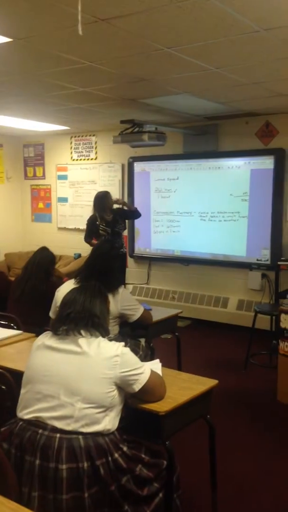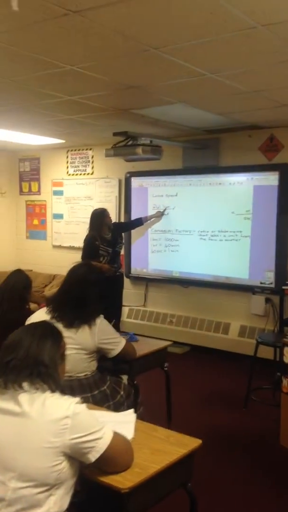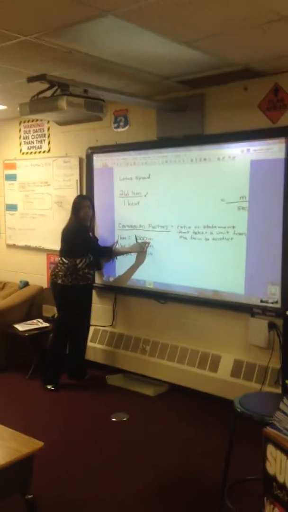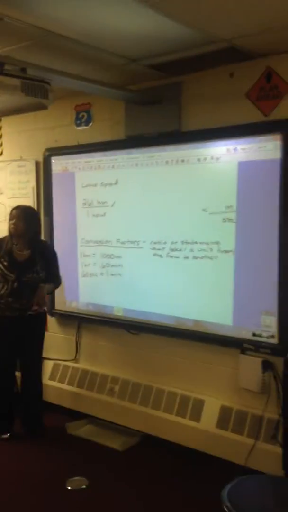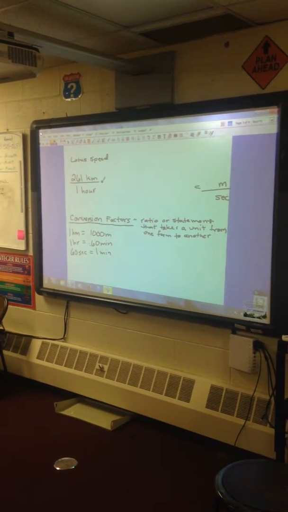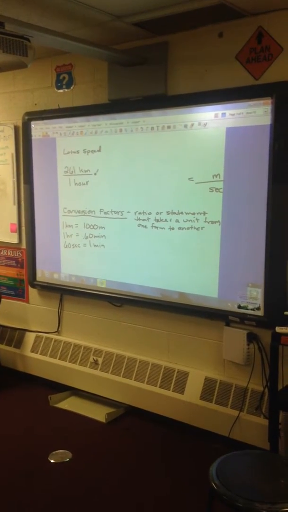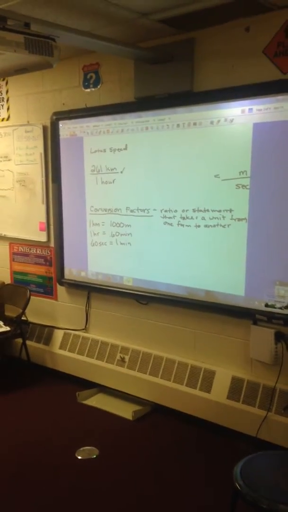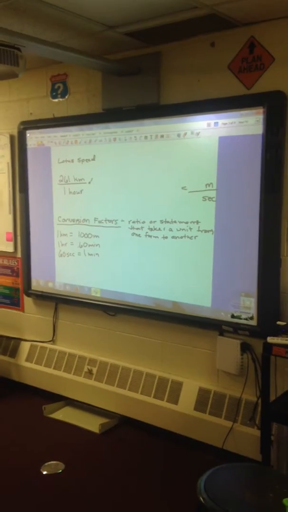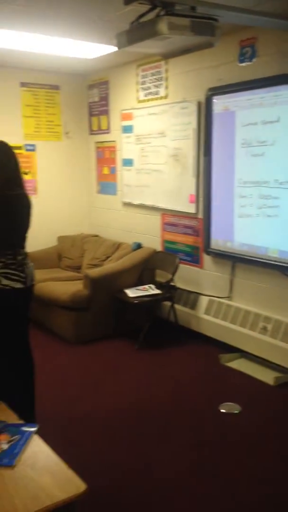Okay? Here's the first one. I want to go from kilometers to meters. So I'm going to use this conversion factor. But remember this basic thing about fractions. If you have something on the top of a fraction and something on the bottom of the fraction, what happens to that object? No, you don't switch them.